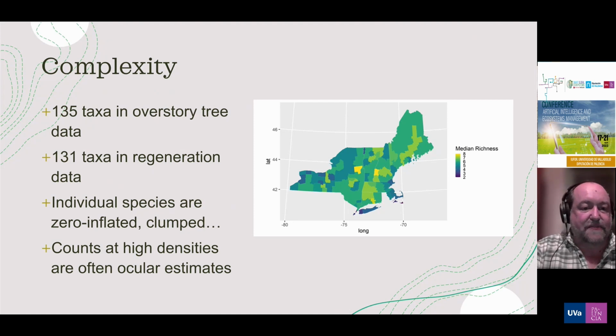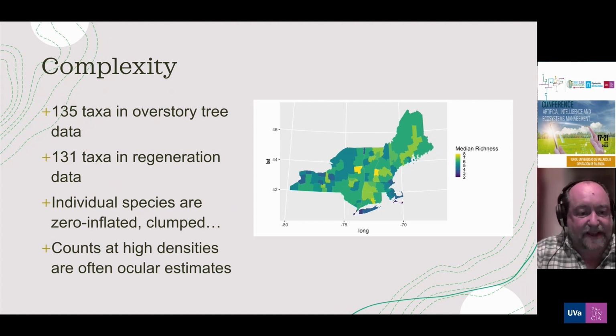Moreover, if we tried to model the regeneration of individual species, we'd find that these data are zero inflated. There's a lot of zeros. There's a lot of places where any given species we might look for is absent, and we'd find that they're clumped as well. This is a nightmare statistically, and machine learning techniques to deal with those kinds of data are still, I would say, in development.